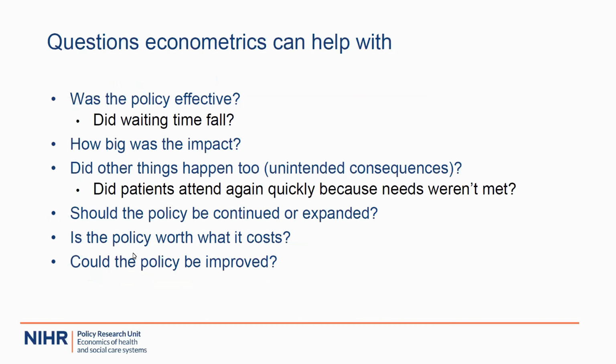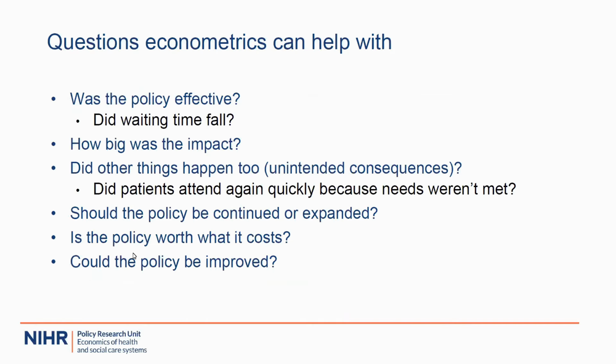And there are some questions which econometrics is able to help with a policy like this. So the top question, and many of these questions come up with lots of different policies, is, was the policy effective? Did it achieve its objective of reducing the length of waiting time in emergency departments? And how big was that impact? Was it reduced a small amount or a large amount?